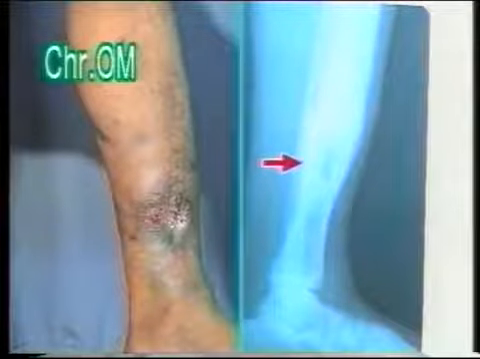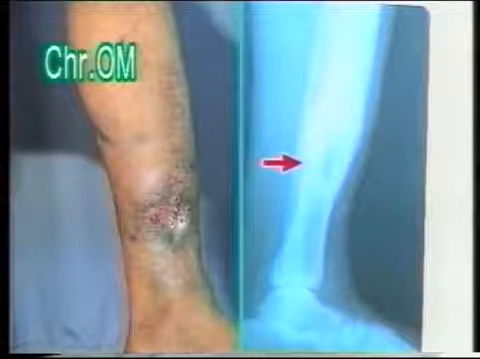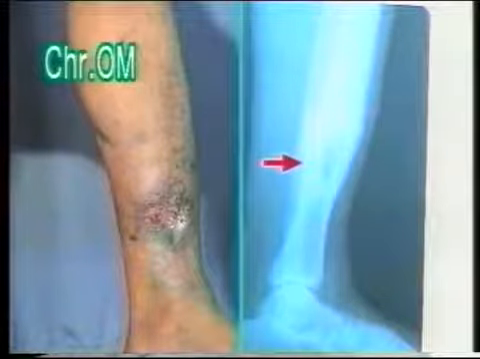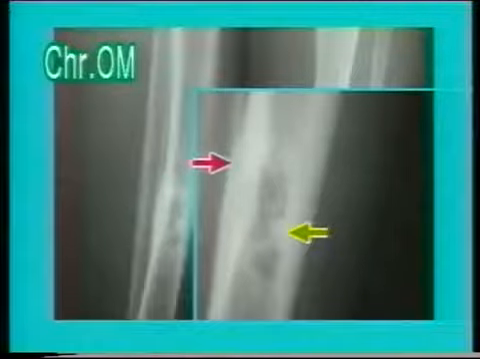This X-ray shows an area of rarefaction surrounded by sclerosis typical of chronic osteomyelitis. On the left, the patient's leg with the chronic sinus is shown. This is another X-ray showing a typical cavity due to chronic osteomyelitis.